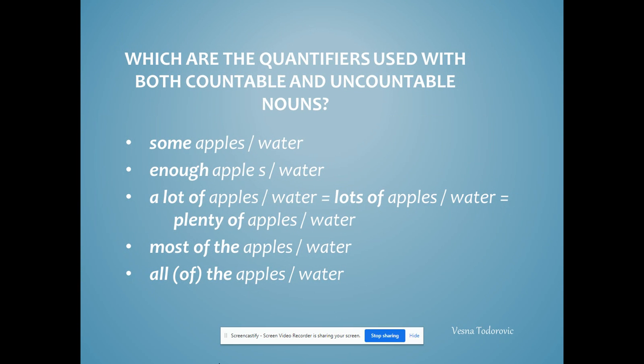If we want to take a look at the quantifiers which we use with both countable and uncountable nouns, we will see that there are a lot of quantifiers used in this case. So we can use some apples or some water, enough apples or enough water, a lot of apples, lots of apples, plenty of apples, or a lot of water, lots of water, or plenty of water. Most of the apples and all of the apples, most of the water and all the water.